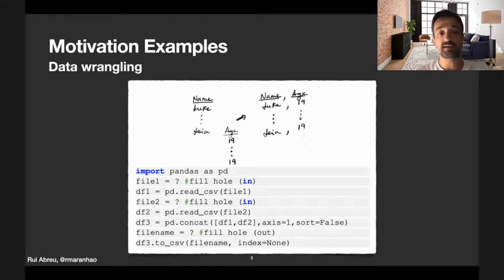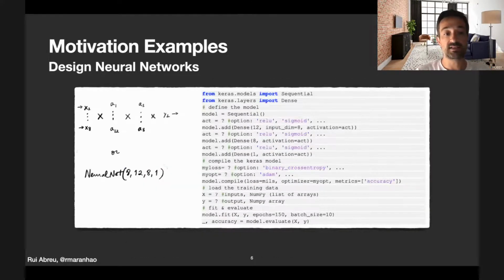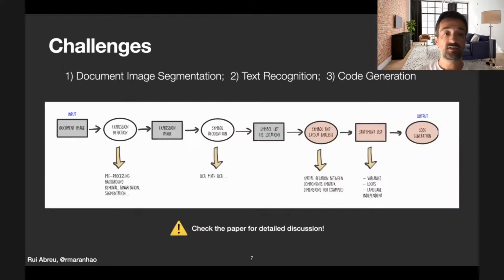The following are 2 examples, both from the data science domain, where visual sketching can be handy. The first one is data wrangling, for example, going from CSVs and how to extract information from a CSV. The other one is the design of a neural network, where one can design the neural network visually and then get the code like on the right-hand side. Visual sketching, as I said, needs to process images.